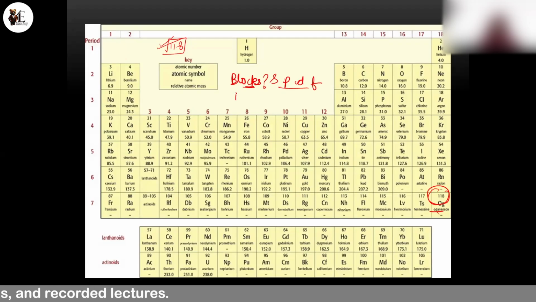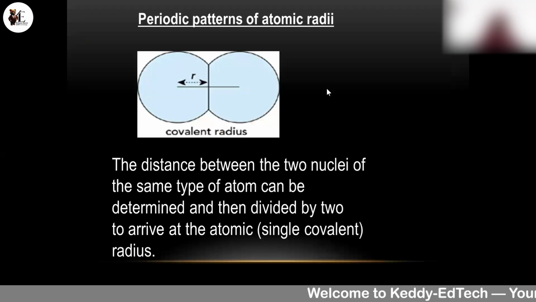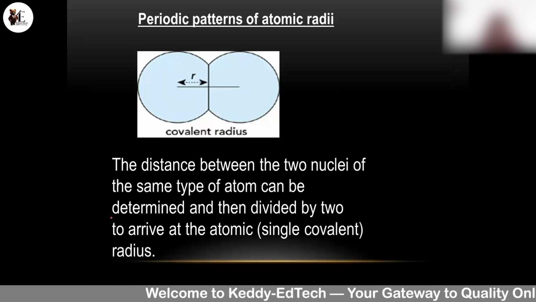How many periods are there? There are 7. And groups? There are 18. So first of all, we'll learn some terms, then we'll discuss the trend.